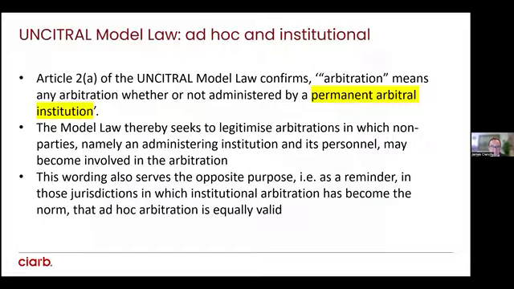Maritime arbitration has been practiced in the major maritime centers. Venice in medieval period, New York, importantly. It's been practiced for centuries, but institutions came along much later. The ICC is only 20th century, but they've really managed to win the PR battle. So the arbitral model law has to contain this reminder that arbitration doesn't have to involve a permanent arbitral institution.